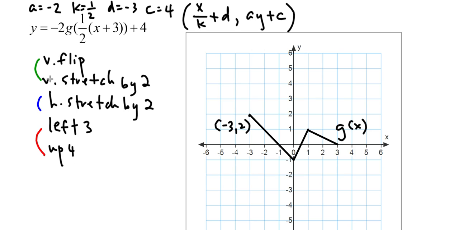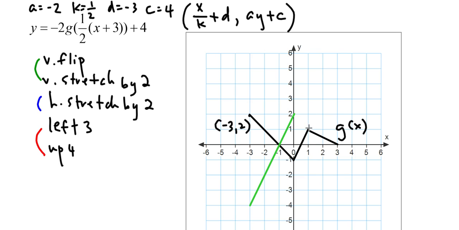So let's see, vertical flip and vertical stretch by 2. Here I'm looking at the y coordinate, which is 2, and I'm going to multiply it by -2, so it flips down to -2 and then stretches out to -4, so it starts here. I'm going to go to the next point, where the y value is -1, and multiply that by -2, so I actually get 2. And then you just connect the dots there.